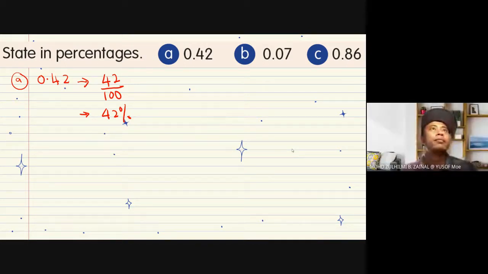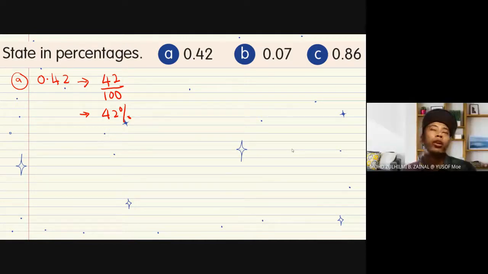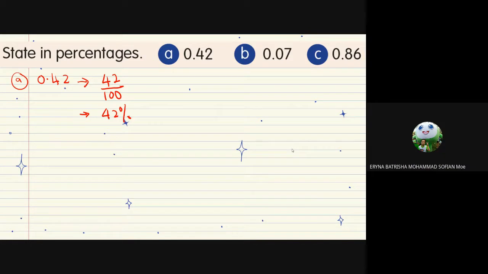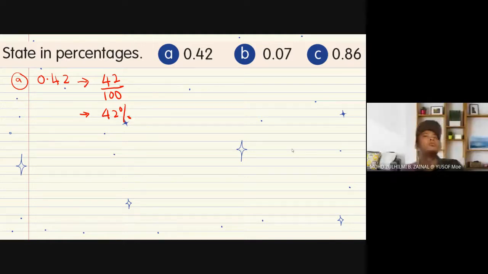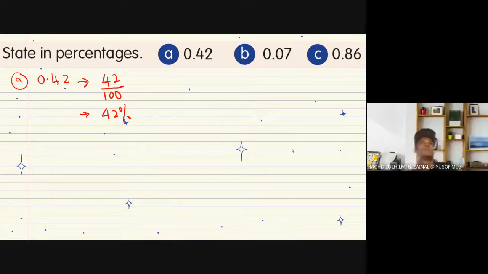What page? No, just refer to the screen. These 3 questions here. You just write down the question, no need to copy everything. Make sure to change it into fraction first, so you won't get any problems in writing in percentage later.